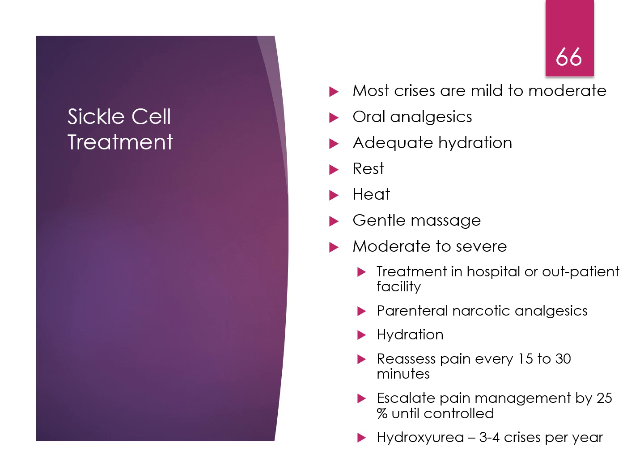And if they are being treated with pain medications and the patients are getting no relief, then their pain medication should be increased by 25% until their pain is controlled. And then there are medications, hydroxyurea, if they have 3 to 4 crises per year.